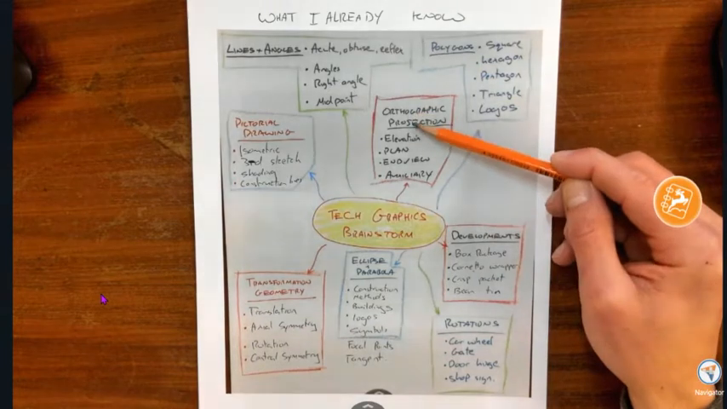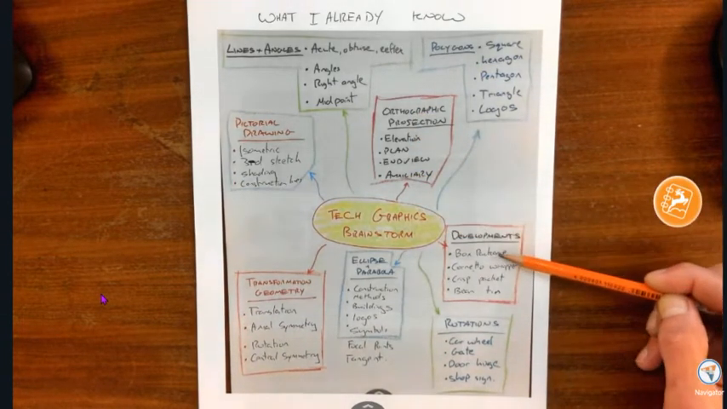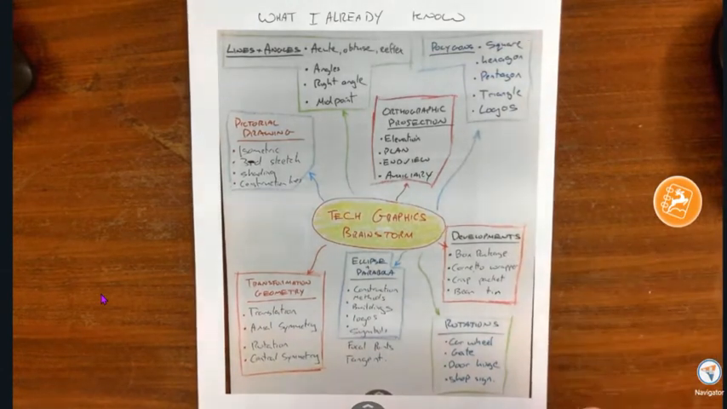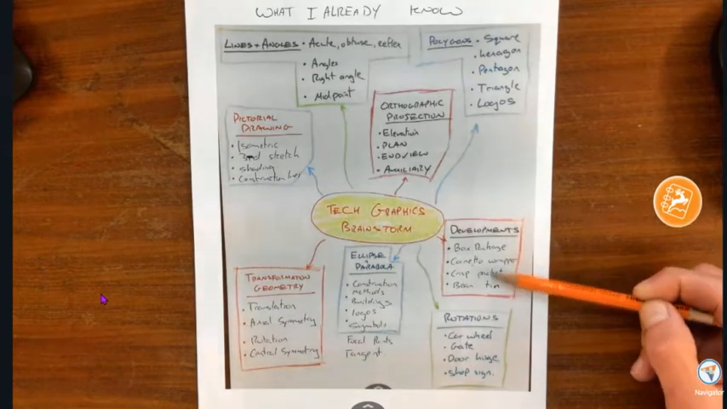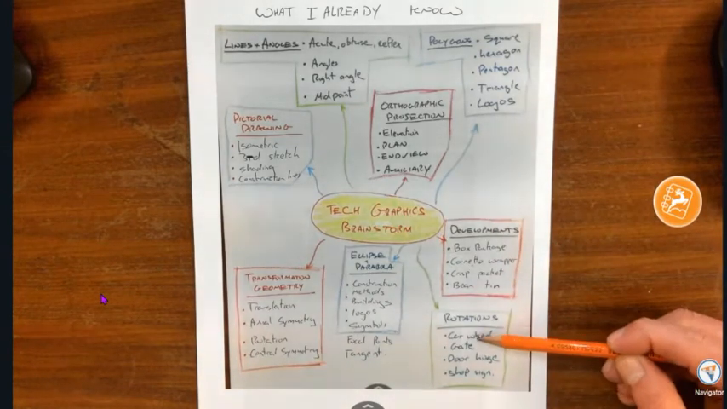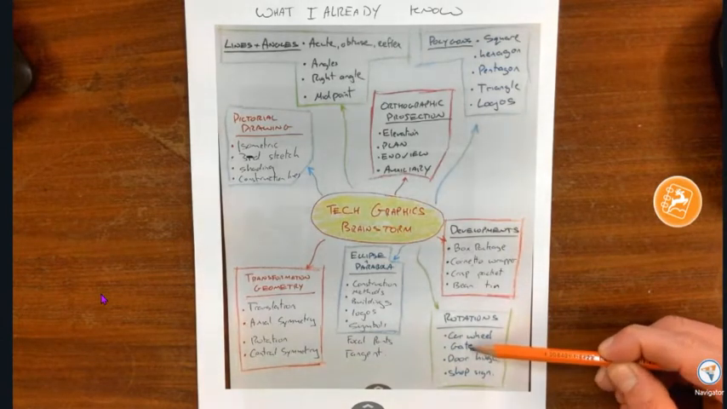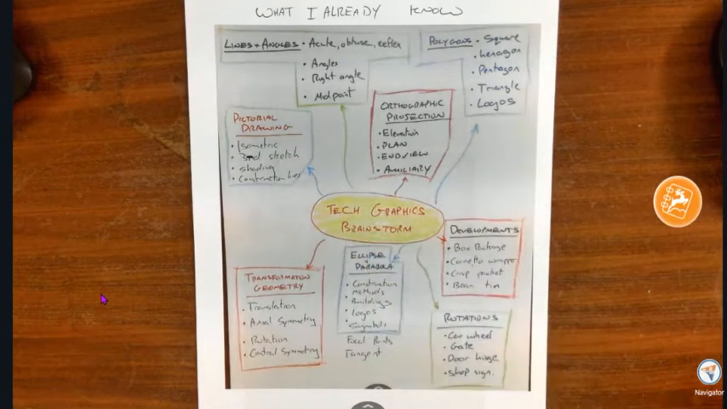We talked about orthographic projections, elevation, plan, end view, and auxiliary views. Development, so a package or box, a cornetto wrapper, a crisp packet, a bean tin, any of those, all examples of developments. Rotations, where we had a car wheel rotating, a gate on a gate post, a door hinge, a shop sign, and I made a full page of the brainstorm pages. So that's what I already know.